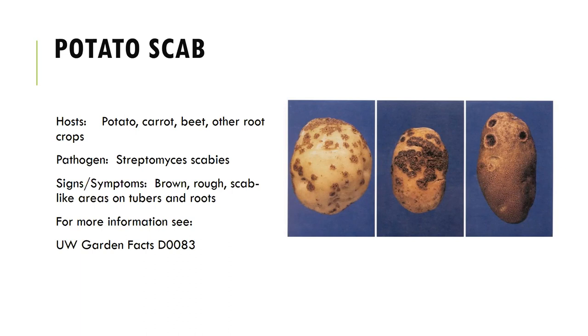Thin-skinned varieties are most impacted, so a lot of times your early reds are really susceptible to this. This is caused by a bacteria naturally found in our soils, so you can't really do much about it. Like I said, they just look bad. They still can be eaten. You just need to peel that scabby part off.